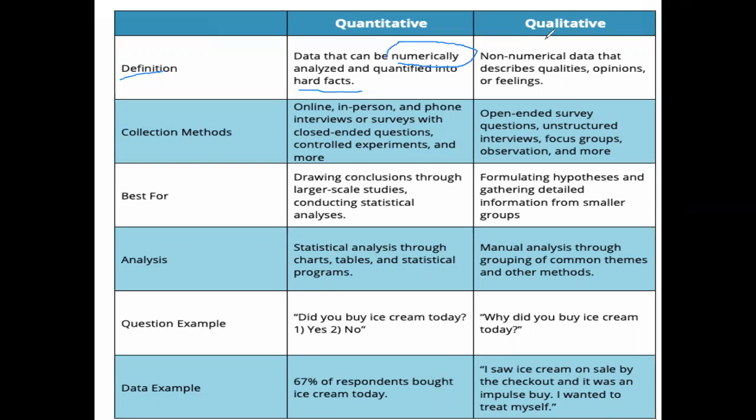What about qualitative? What is the qualitative data? Non-numerical data describing qualities, opinions, or feelings. For example, you might be thinking of sentiment analysis. Sentiment analysis means you can observe on Twitter, for a particular post that has been posted, what opinions come. Some negative, some positive opinions are there.